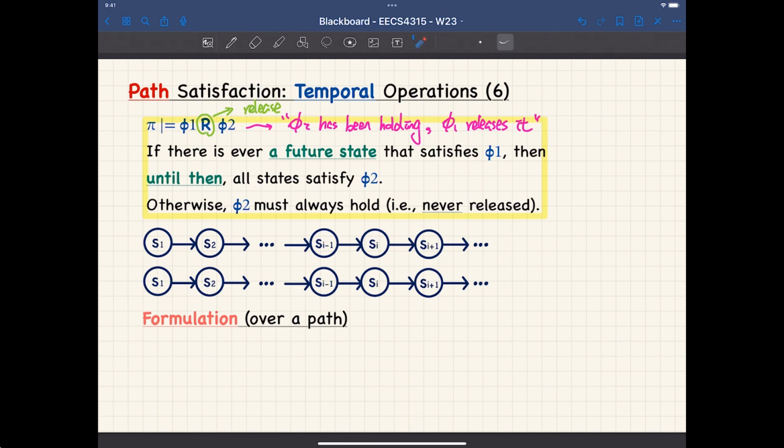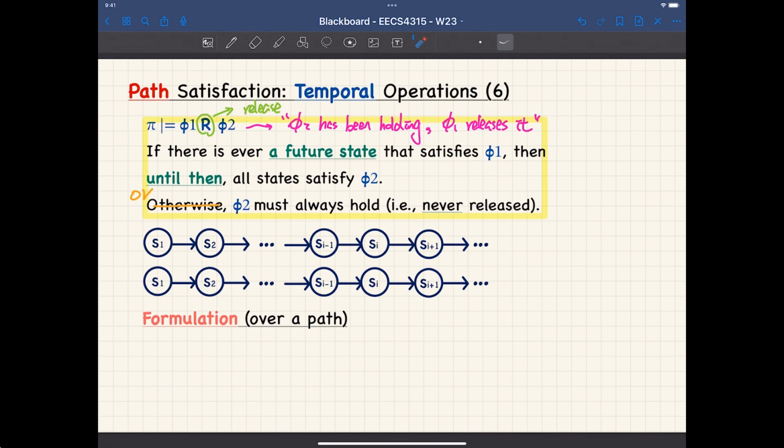So that's to say if there's ever a future state that satisfies phi 1, this is the time when you can release phi 2, because before that point, phi 2 is always satisfied. Before that point. And I know you guys are very concerned about this word here, so let me just say or. Or another case to make it true would be phi 2, the one you want to release, is never released. That's why I say never released.